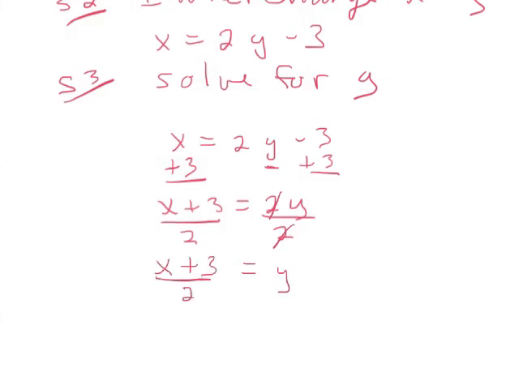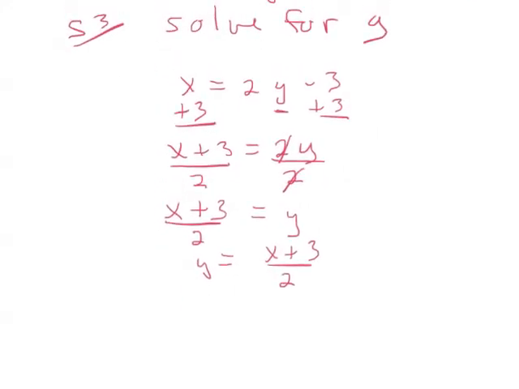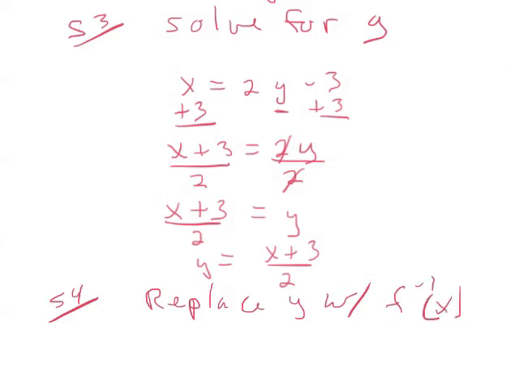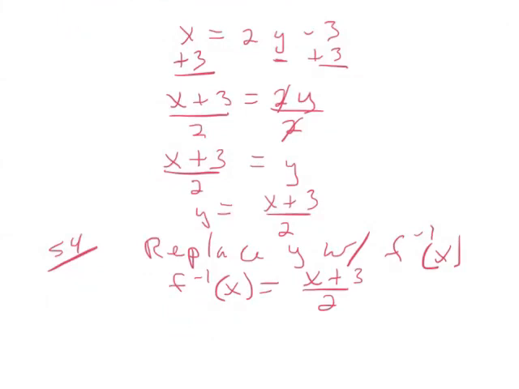Now I'm going to use my symmetric property, and that gives me y equals x plus 3 over 2, so I can flip that around just like that. All right, so we've solved for y. Now let's go to step number 4. Step number 4 is I want to replace y with f inverse of x. So I have f inverse of x is equal to x plus 3 over 2. And when I've done that, this is the inverse of my function.